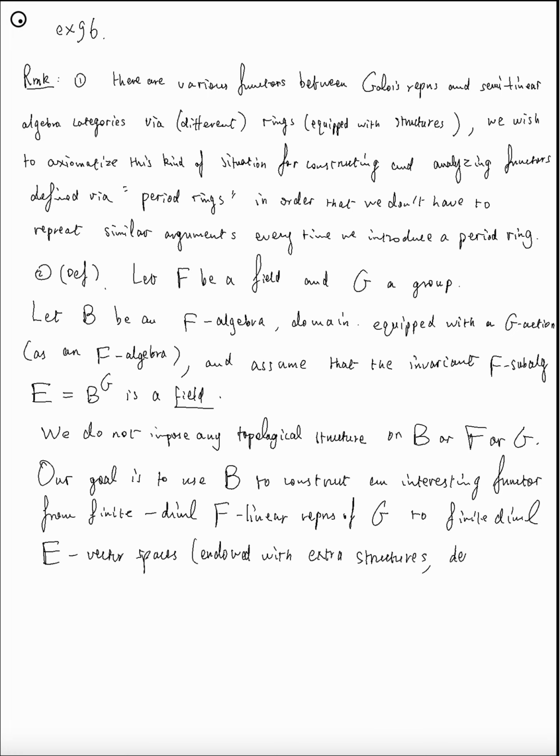So depending on what structure we put on B, this B will later be period rings, right? So we'll axiomatize this construction, by choosing a nice B and then constructing a functor from the category of representations of G to some semi-linear object, semi-linear category.